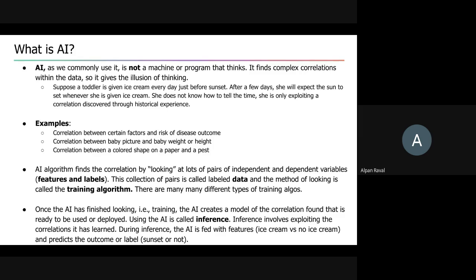Similarly, it correlates certain patterns in a baby picture to the baby's weight or height. You show enough examples. It's just like the toddler learning from examples of ice cream and sunset and learning that correlation. You show it enough examples, it learns to correlate. Oh, there is this weird aspect in the baby picture that's correlated with the weight value or the height value. And it learns to exploit that. So the next time you show it a baby picture, it's going to say, aha, I've seen this pattern before, and I know this is associated with that weight value. So I'm going to predict that weight value for the baby.